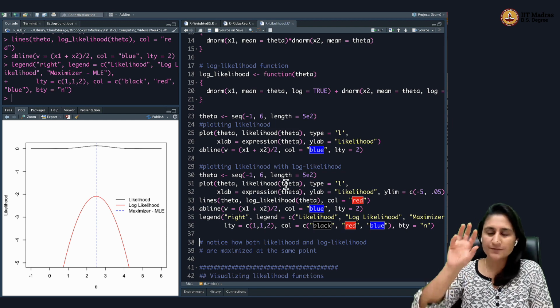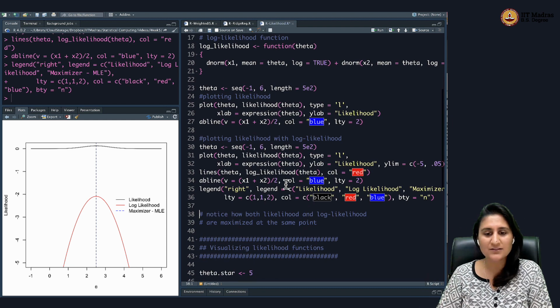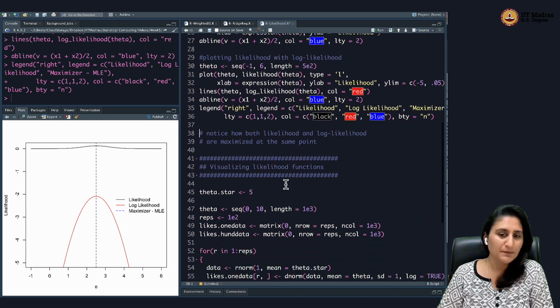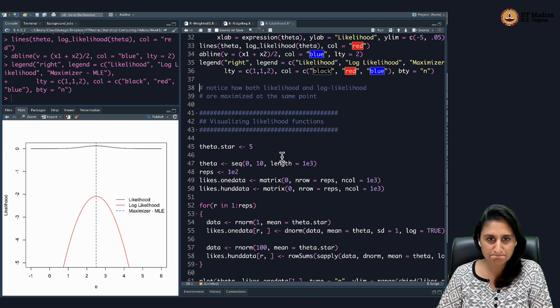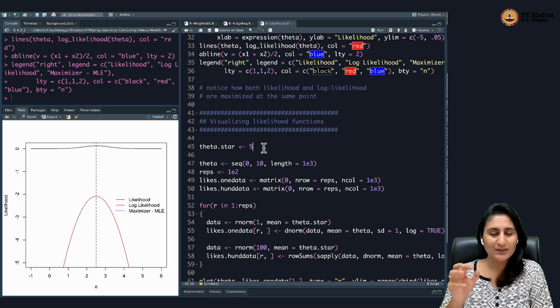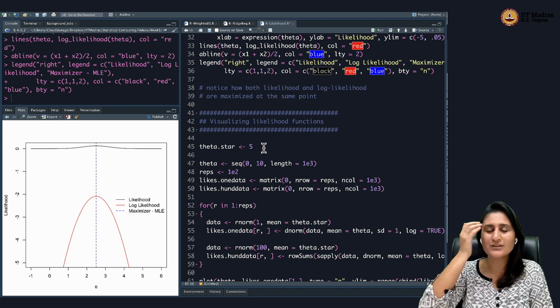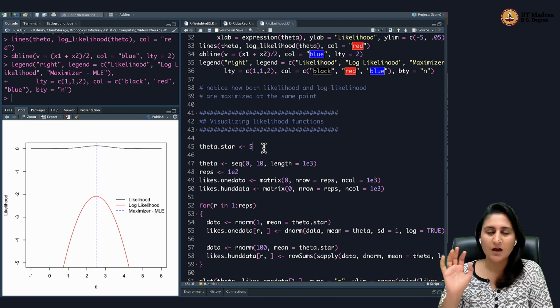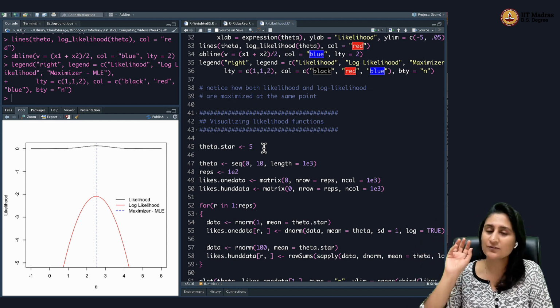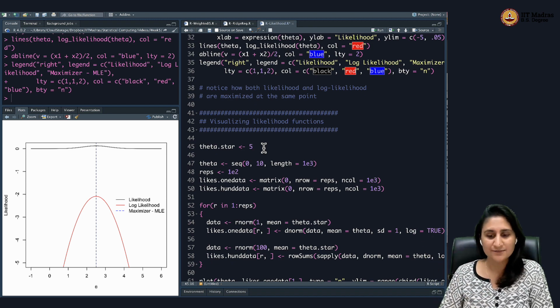Now, there was another visual that we had in our notes, and that's visualizing the variability in the likelihood function. In that piece of code, I set a theta star to be equal to 5. What I'm doing over here is assuming that I know an actual value of theta. I'm playing the creator of the world, and I'm saying that for a particular data, the actual theta that will generate that data is 5.